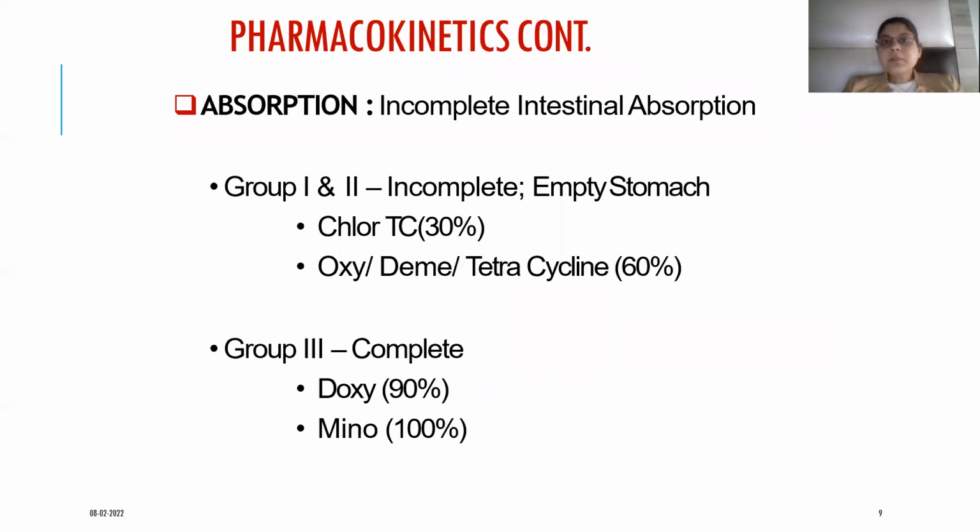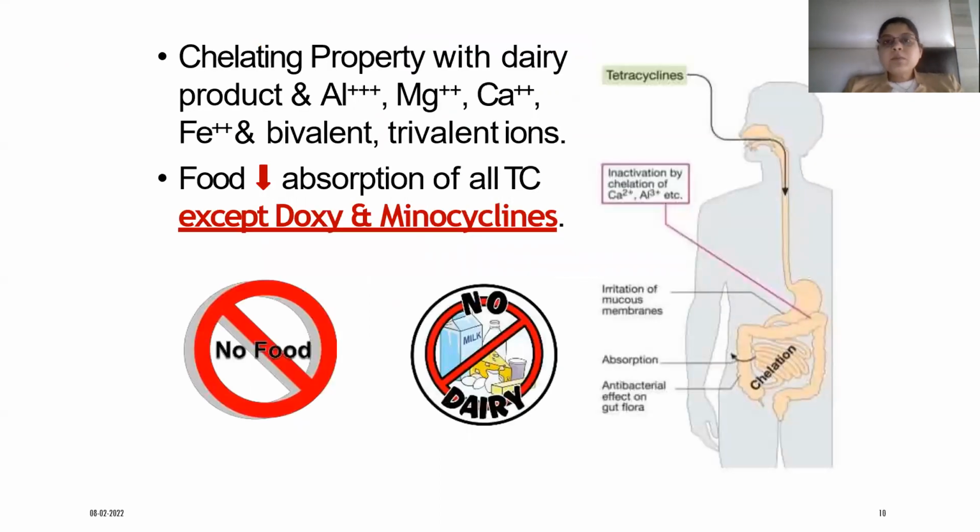Absorption: group 1 and group 2 have incomplete intestinal absorption, and are given on an empty stomach, about 60% for chlortetracycline, oxytetracycline, demeclocycline, and tetracycline. In group 3, absorption is complete, 90% for doxycycline and 100% for minocycline. Now, they have a chelating property with dairy products and aluminium, magnesium, calcium, iron, and other bivalent and trivalent ions. So food decreases absorption of all tetracyclines except doxycycline and minocycline, and they get inactivated by chelation with calcium, magnesium, aluminium, and iron ions.